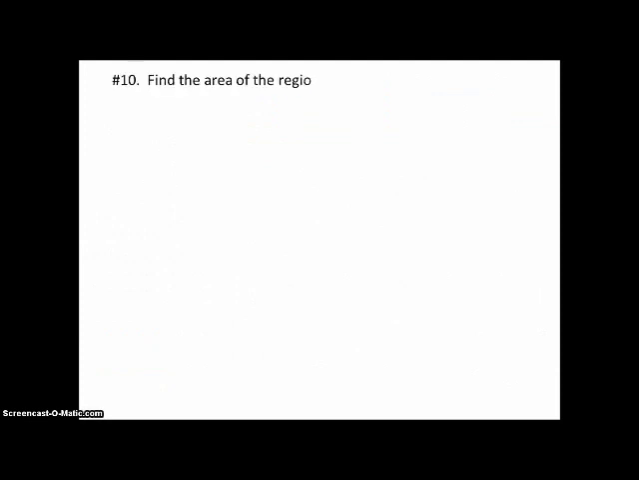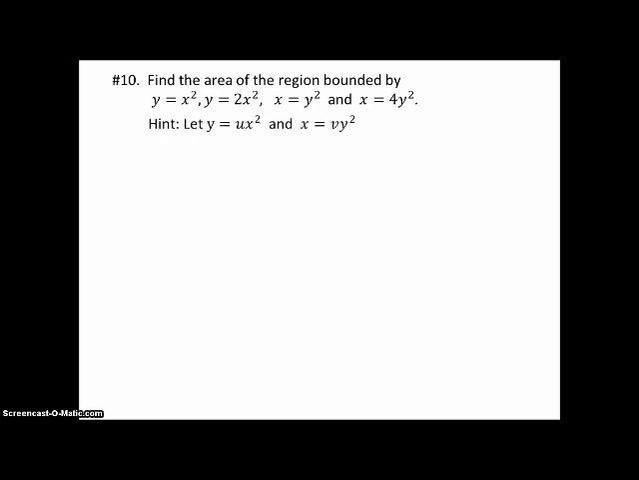Number 10. Find the area of the region bounded by y equal x squared, y equal 2x squared, x equal y squared, and x equal 4y squared. Again, the book has given us a hint on how to do that transformation, which would be difficult to do on our own. Thank you, Mr. Textbook.